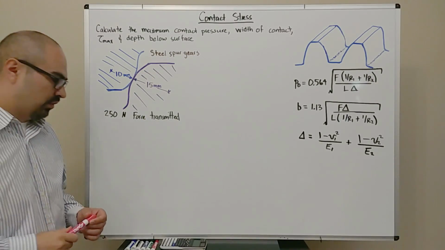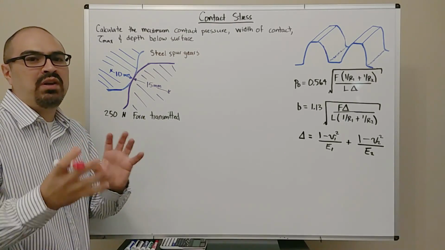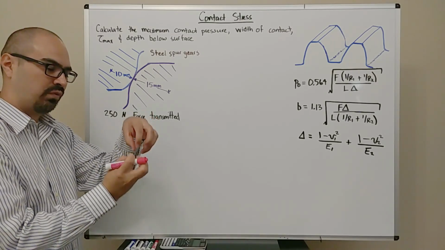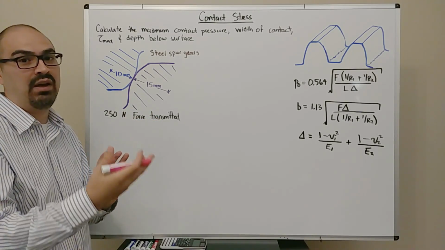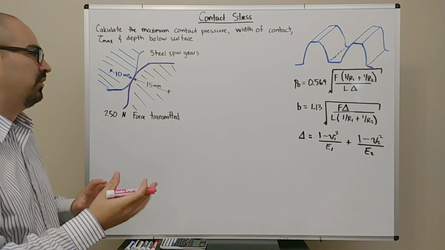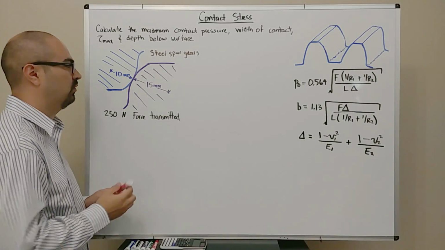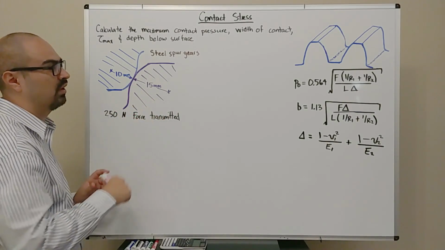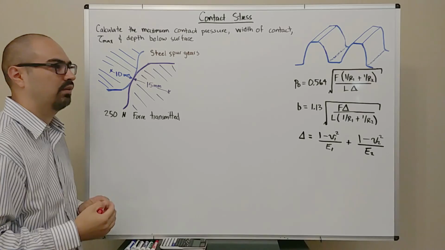So as you know from the contact stress equations, usually we have two sets. One is for when we have two spheres in contact, and the other one for when we have two cylinders in contact. So the first question that you want to ask yourself is, do I want to model this as two spheres or as two cylinders?